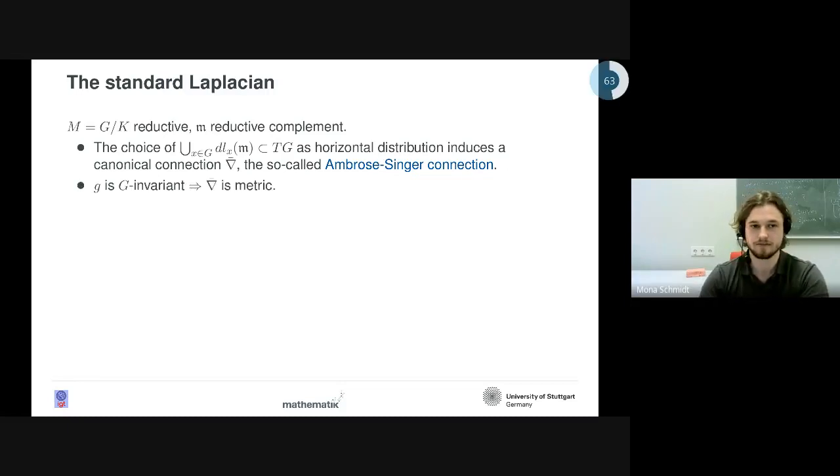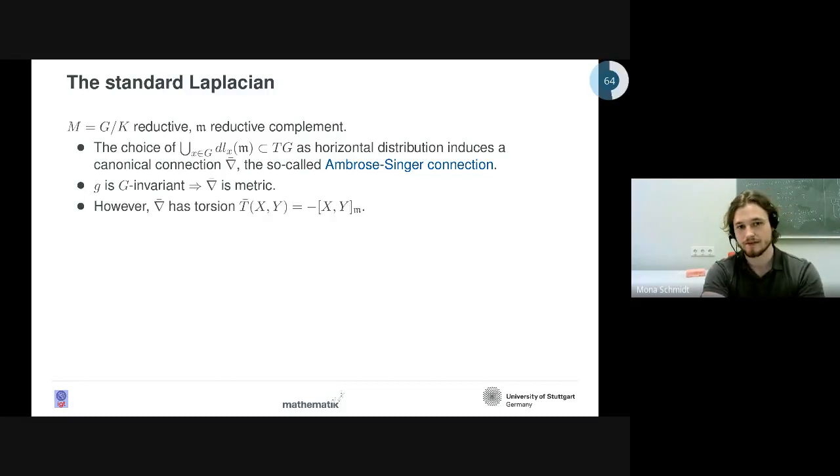And since g is a G invariant tensor, nabla bar of g is 0, so nabla bar is a metric connection. So these are all standard facts about reductive homogeneous spaces. But this connection has a torsion. The torsion is also an invariant tensor and can be given by this little expression here. So if we have two elements x and y of the reductive complement, then we take the Lie bracket of the both and project it down to the reductive complement again.